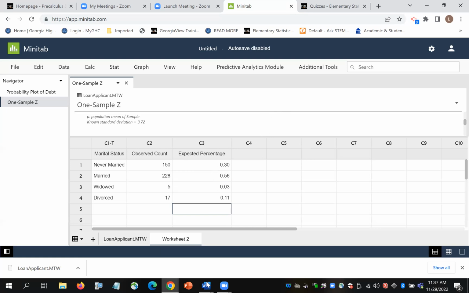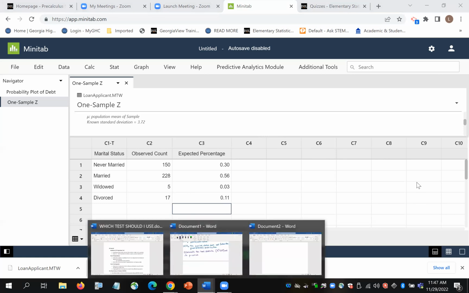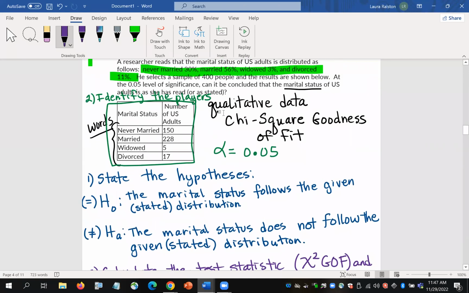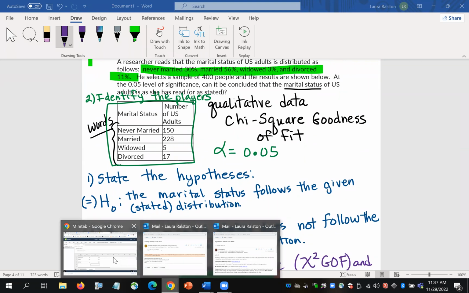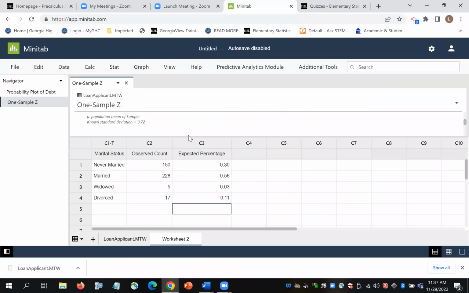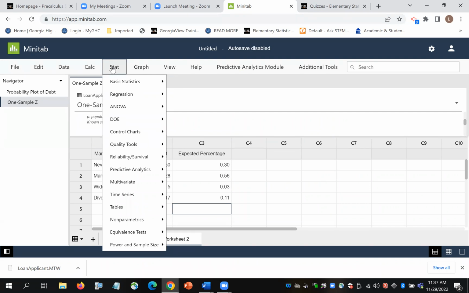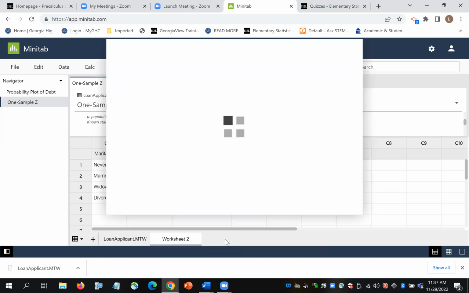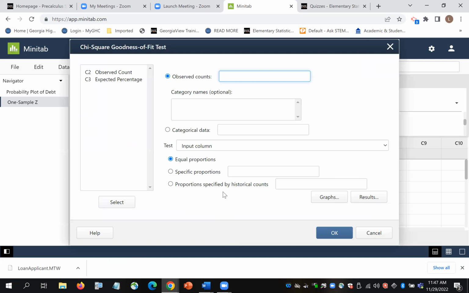So that I basically have recreated and added a column to the given table. Okay, so I have all my data entered into Minitab. Then we go Stat, Tables, Chi-square goodness of fit test.